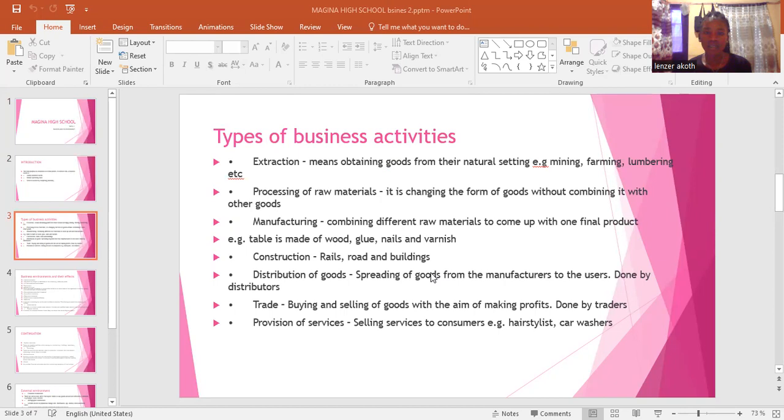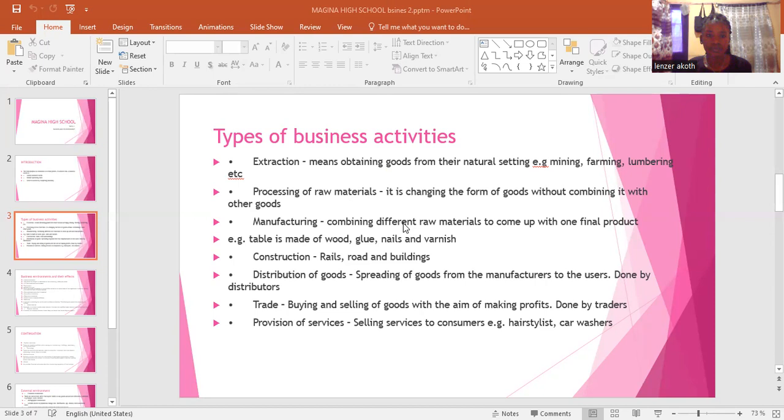Now, before we look at the business and its environment itself, we need to look at what kinds of business and in which environments they are being done. Number one type of business activity is extraction, and that means that extraction is the means of obtaining goods from their natural setting, like when you do mining, farming, and others. What you're basically doing is extraction, and it is a business because your main aim is to make profit.